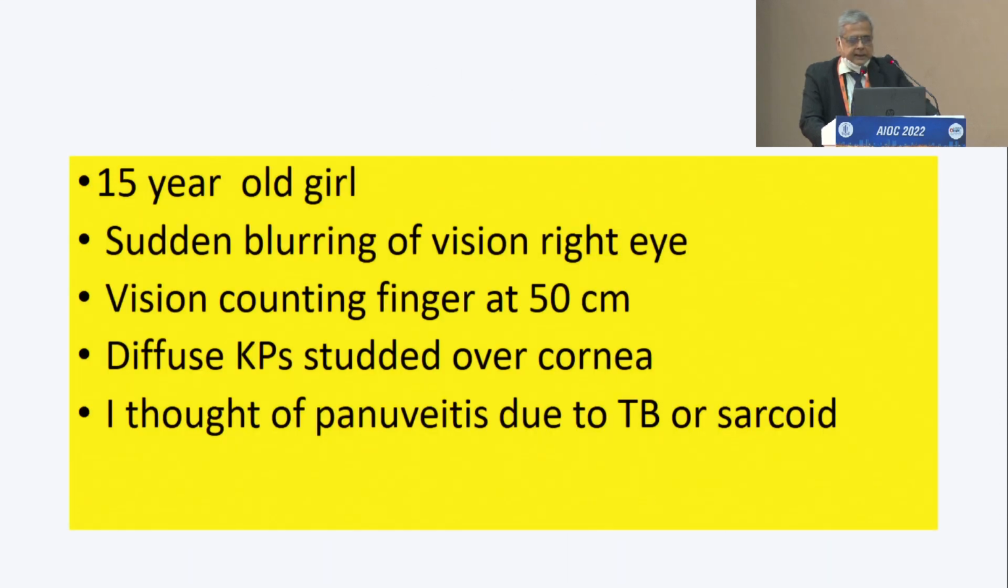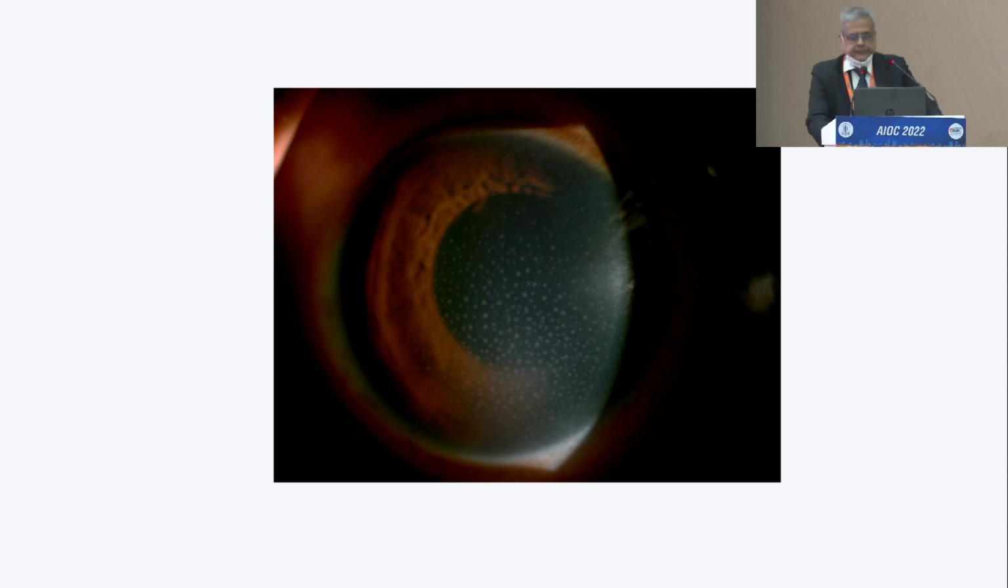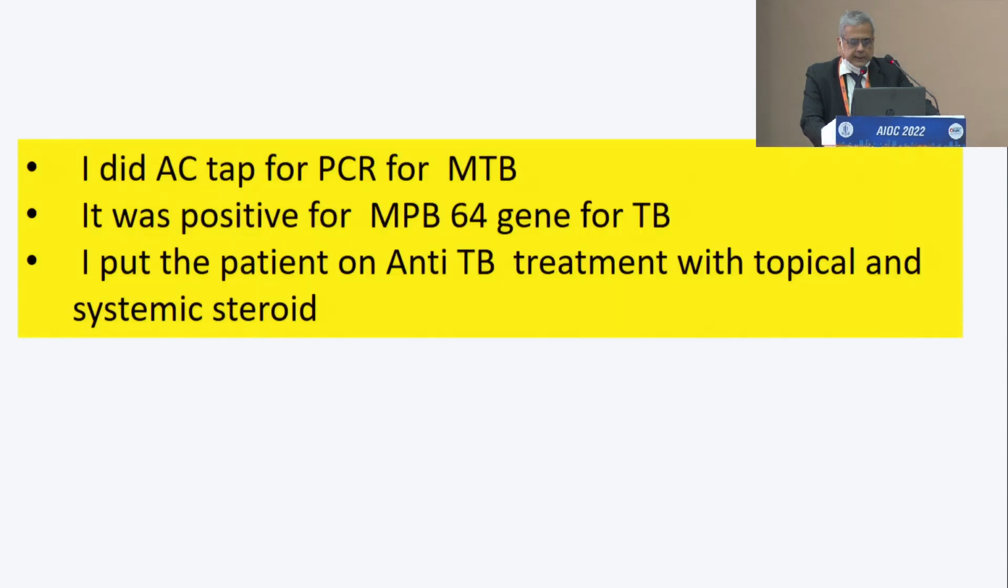Last case, where I made a mistake. A 15-year-old girl with sudden blurring of vision in the right eye, vision counting fingers at 50 centimeters, and diffuse KPs studded over the cornea. I thought this was a panuveitis due to TB or sarcoid. In fact, I couldn't see the fundus very well because of a lot of anterior segment and vitreous haze. I did an aqueous tap for PCR for MTB and it came positive. I thought I was seeing a case of tubercular panuveitis.